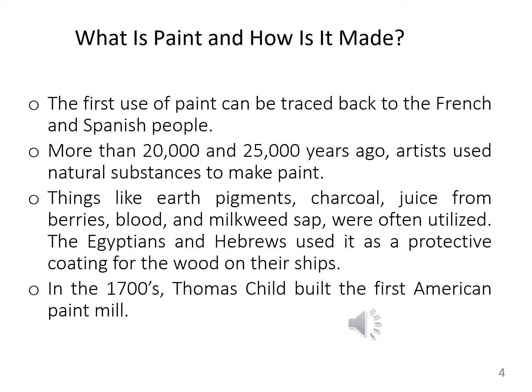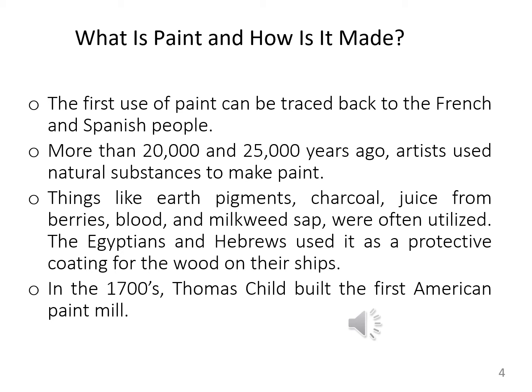So mostly the Egyptian people used paint for their woods and to protect their woods on their ships from surrounding weathers or from different environmental conditions.